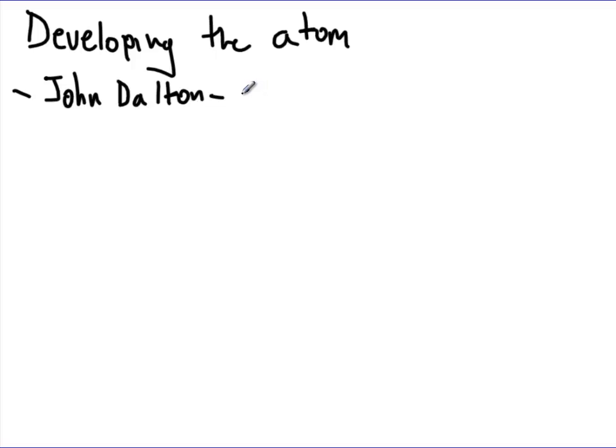He did a whole bunch of different experiments, burned some metals, saw the reactions that occurred, and he came up with some rules about matter. Okay, and he came up with a model of the atom. So this is John Dalton's atomic model. Okay, and he was really the one who started the modern version of the atom.